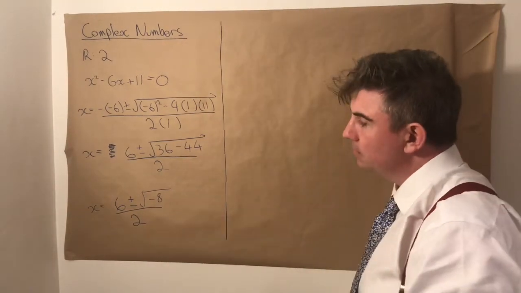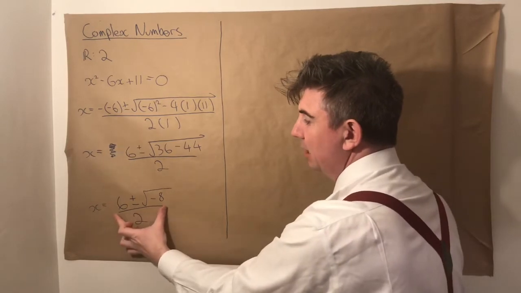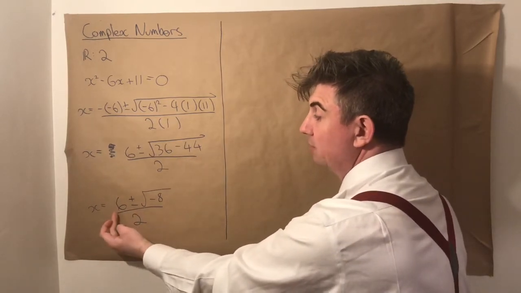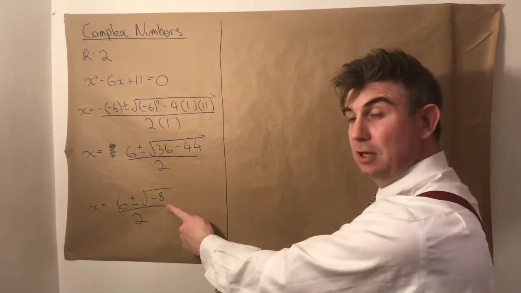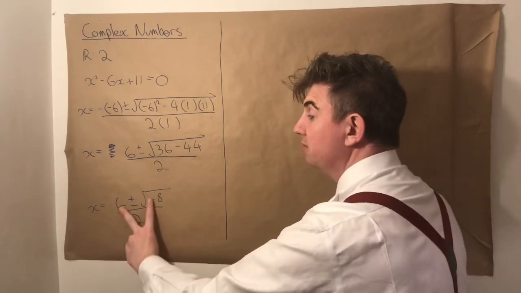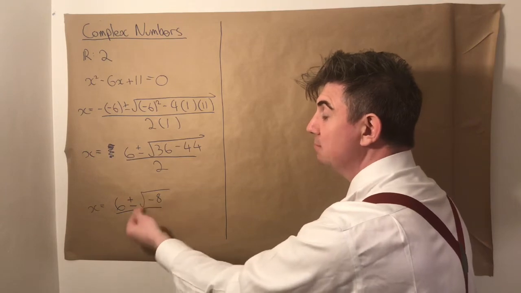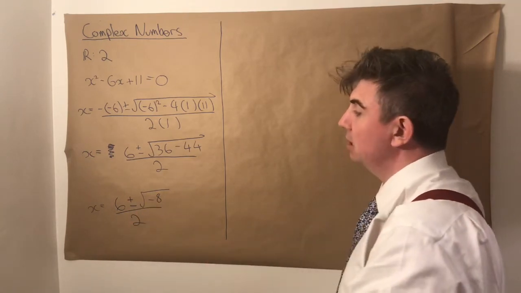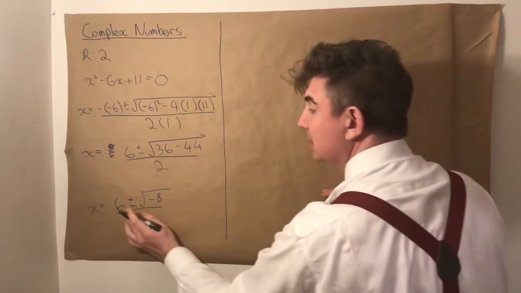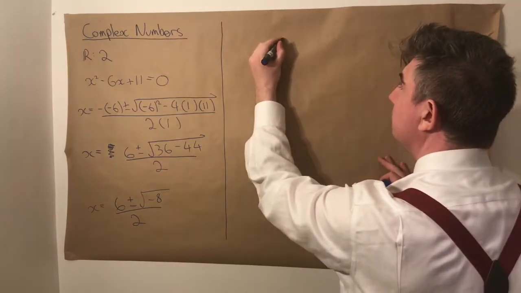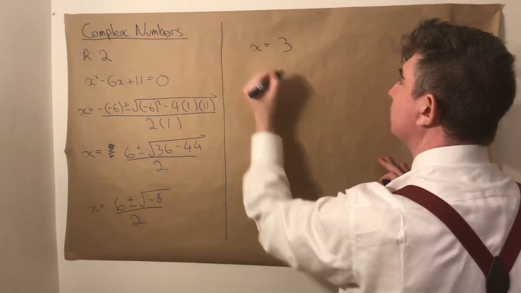And this 2, because this line goes from that side of the fraction all the way over to this side of the fraction, this 2 is dividing into both of these things. So this 2 is dividing into the 6, but it's also dividing into this root of minus 8. So let's take a look at that. So when we divide the 6 by 2, we get 3. So x is now equal to 3.